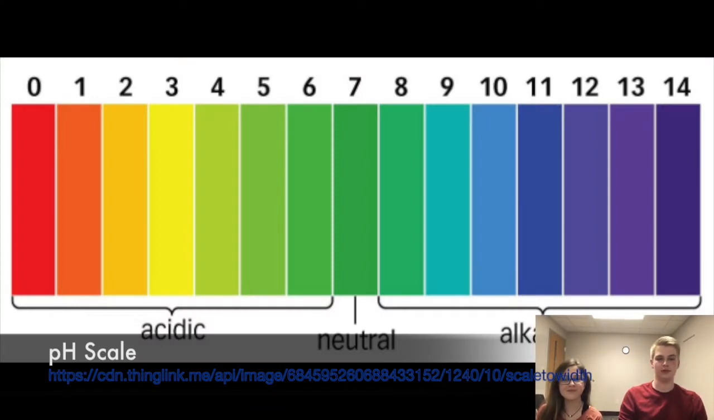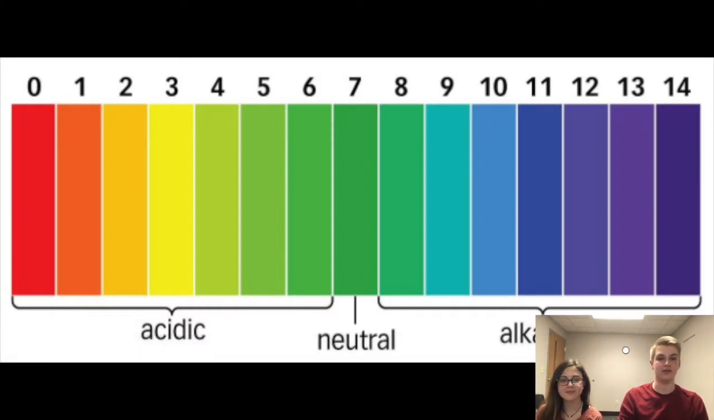pH is the measurement used when measuring the acidity of an object. Pure water has a pH level of 5.6, while acid rain has a pH of 4.4 to 4.2. This means that acid rain is a strong acid.